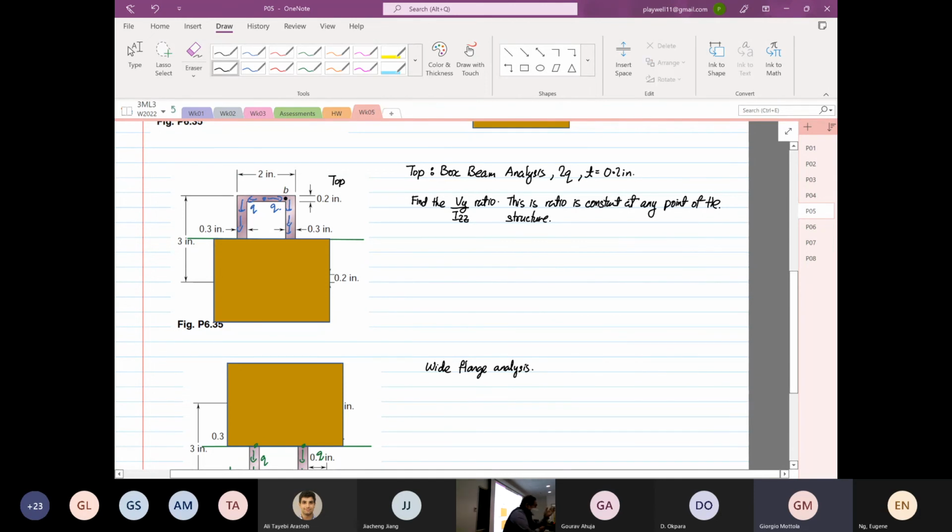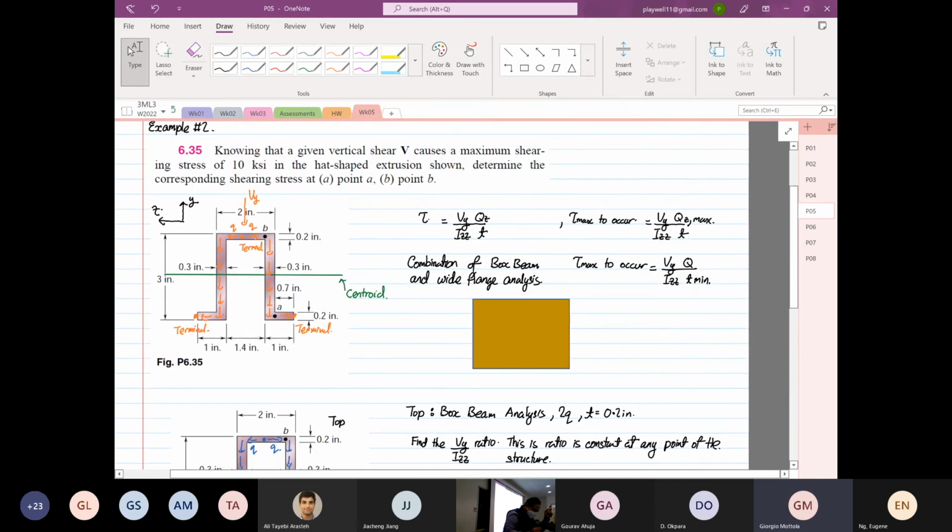Because what did I say? Rule number 1: V and I are constant. So once we want to find the ratio, we don't need to go and find Izz. Don't start the problem thinking, okay, I have to find Izz. No.